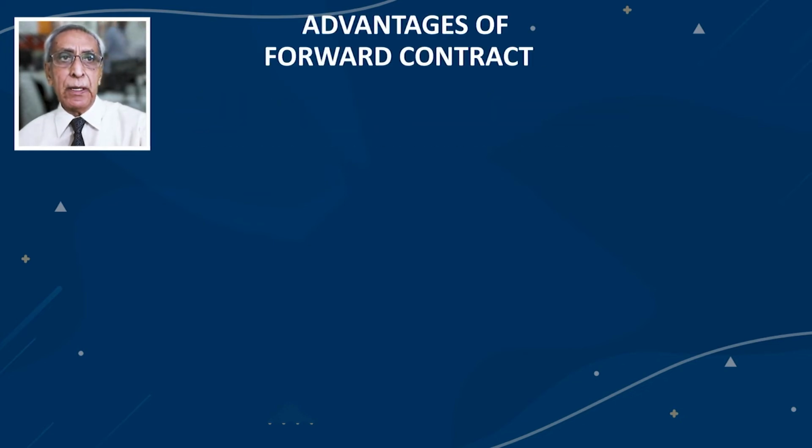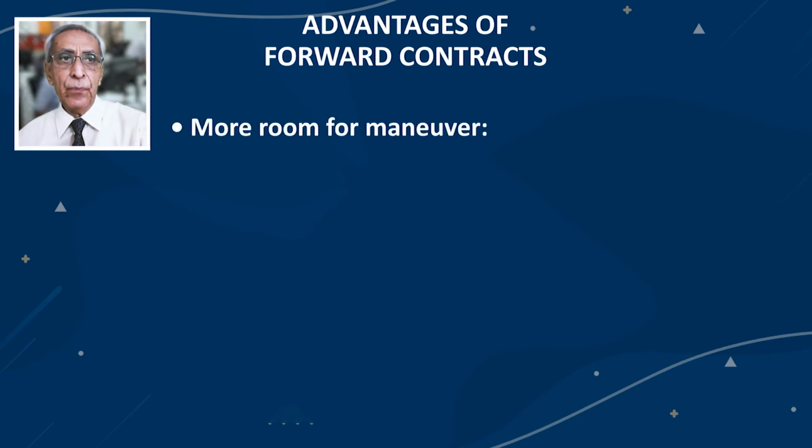Advantages of a forward contract: if you book a forward contract, you are getting more room for maneuver. The transaction does not take place immediately. The transaction takes place at a future date, and during the period you have an option to extend the contract, to cancel the contract, or to take delivery, or to perform the contract as booked.